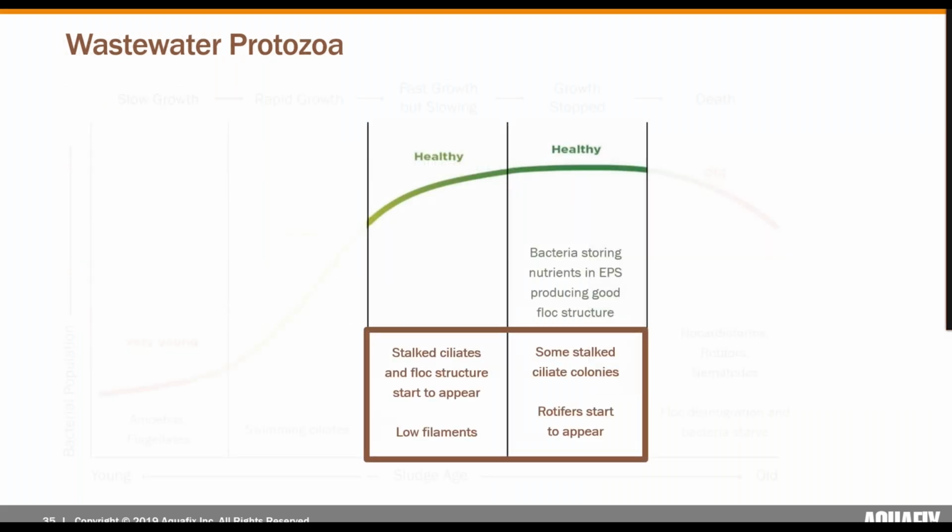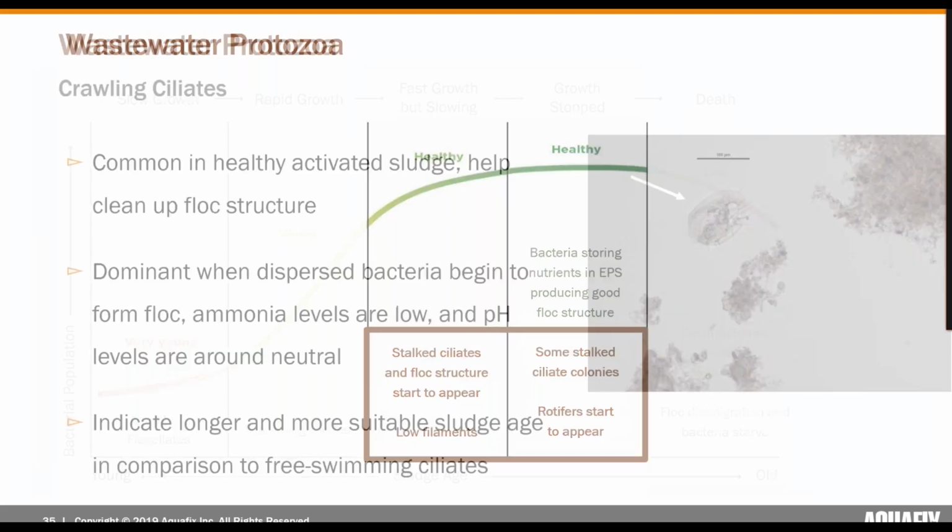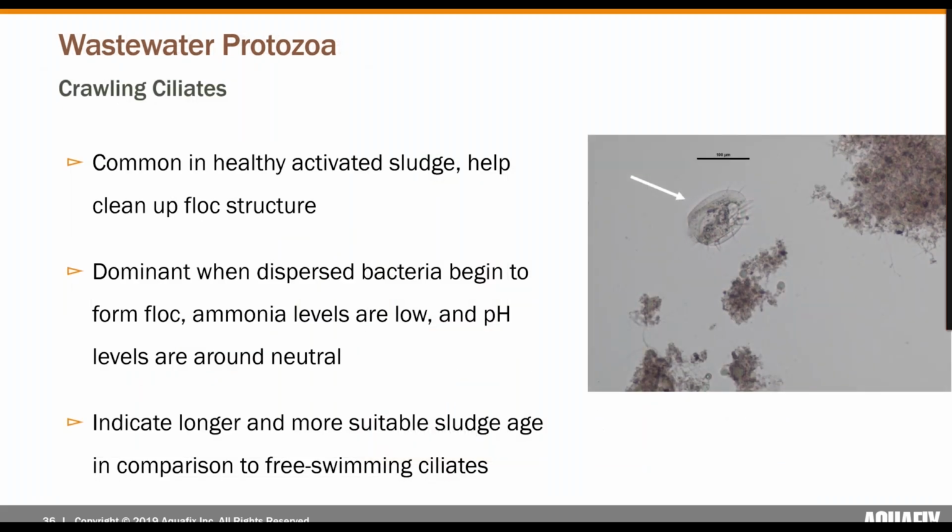So now we can transition into discussing other protozoa that are more indicative of a healthy and optimal sludge age. What we're going to start with first are crawling ciliates. Crawling ciliates are extremely common in healthy activated sludge, and they're responsible for grazing on the outside of flocs and eating some loosely attached bacteria on the outside of flocs. This really essentially is cleaning up the floc structure and strengthening floc structure. And so because of this, they are often termed the cows of wastewater, as they are often observed grazing on the outside of floc.